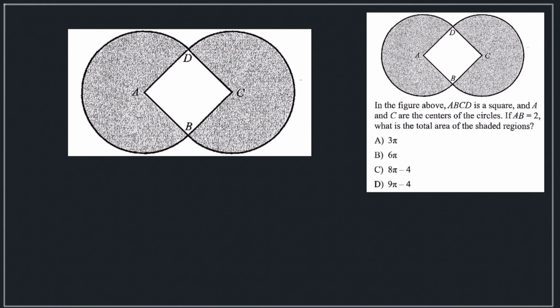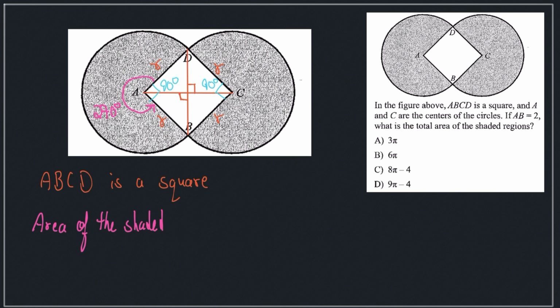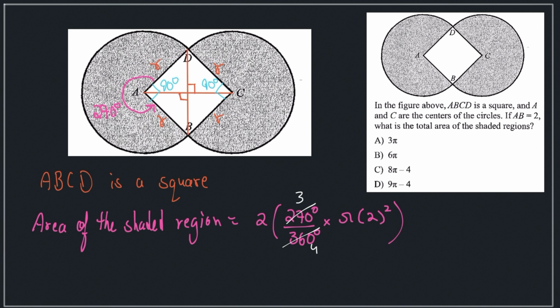If ABCD is a square, then all the vertices have a 90-degree angle, which means that the remaining angle of the shaded region must be 360 minus 90, or 270 degrees. We can find the area of the shaded region by comparing 270 degrees to 360 degrees and multiplying this ratio to the area of the circle. We will double this because we are interested in both the shaded regions. 270 and 360 will cancel out, and we will get an answer of 6 pi.